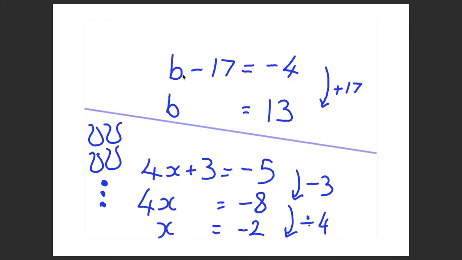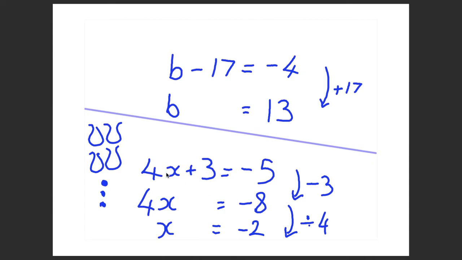Here's another couple. b minus 17 equals minus 4. I'd like to get rid of the minus 17 to get the b on its own, so I have to add 17 to both sides. So minus 4 adding 17 gives you 13. So the answer is b equals 13 after I've added 17 to both sides.